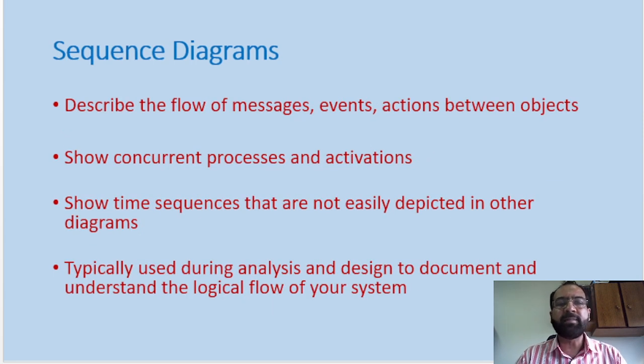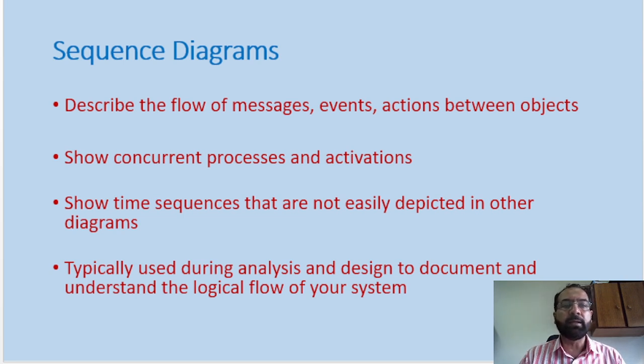So what is a sequence diagram? As we have discussed earlier, number one, it describes the flow of messages, events and actions between objects. Whenever we have those interactions, they are definitely in terms of messages. There are certain events which will happen, which is the reason why objects call each other, and on the occurrence of those events, those objects have to interact or take some action, which we will see in the examples.